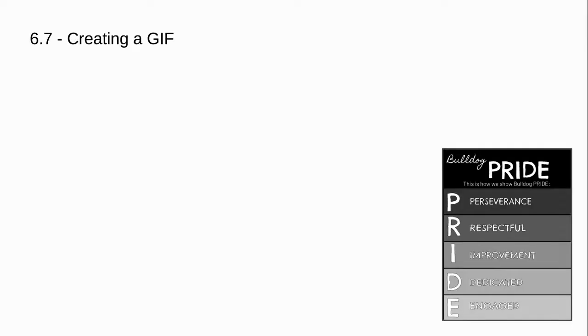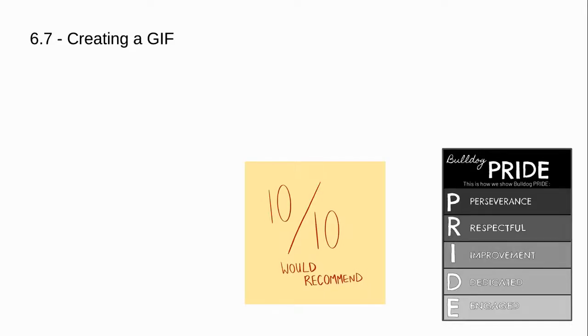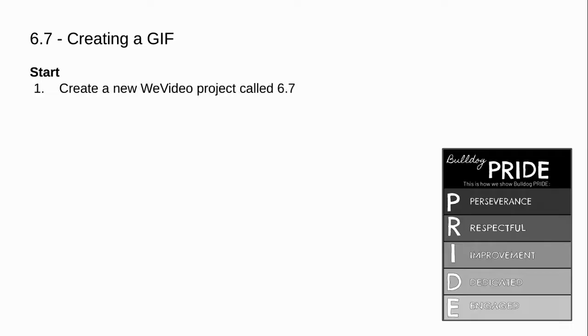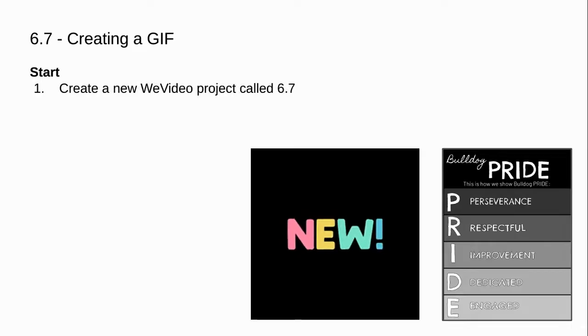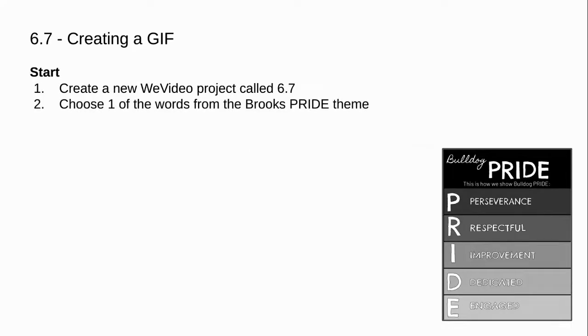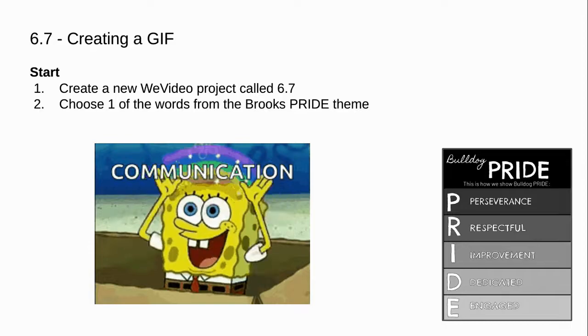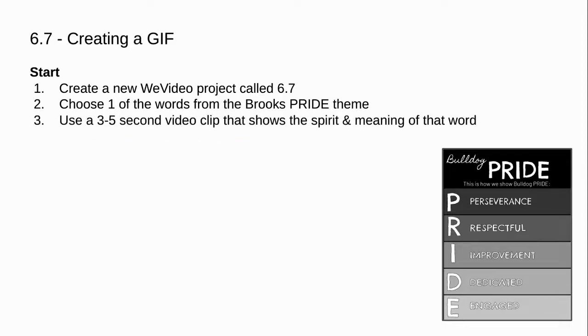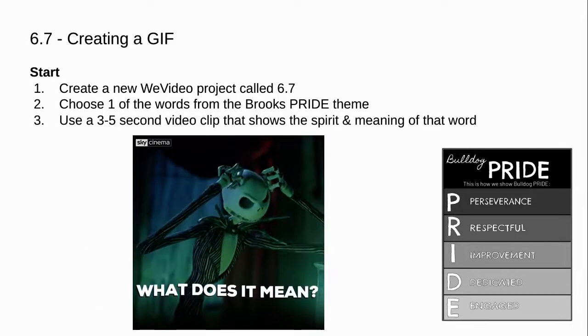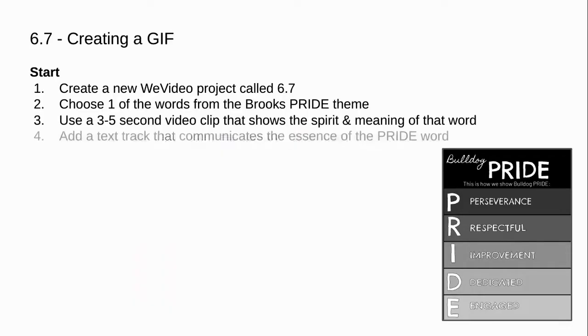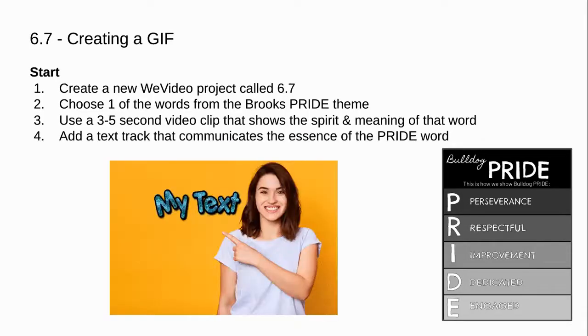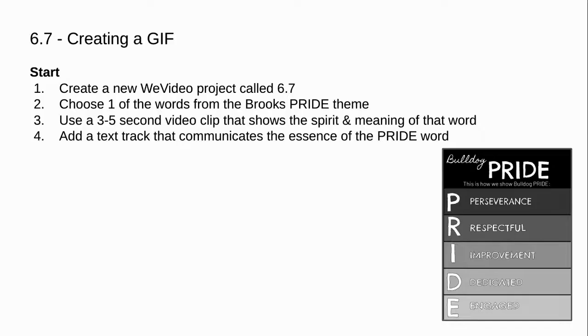All right, let's take a look at the 6.7 creating a GIF project. These are the recommended steps. You want to get started by going into WeVideo and opening up a new project called 6.7. Then you're going to choose one of the words from the Bulldog Pride theme and communicate it using a GIF. We want a 3 to 5 second video clip that shows the meaning and the spirit of the word that you've chosen. Then you'll add some text that will also communicate the essence of the word from the Pride theme.